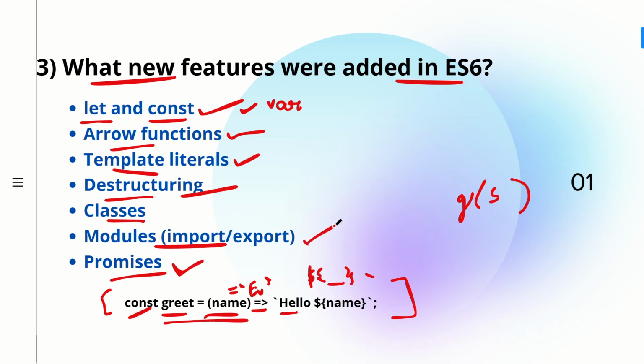Then we have classes and import exports. We all know that this is how we write our component. Whenever you're writing any component in React, you have to export it and import it, and we do the same whenever we want to import anything from React or from other libraries. That is how we import. And then promises were also introduced.